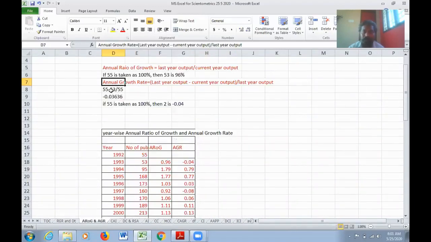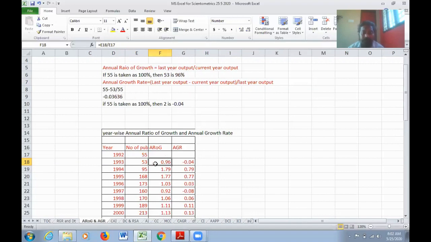Annual ratio of growth and annual growth rate. Here also we are going to see two scientific indicators. One is annual ratio of growth. The formula is last year output divided by current year output. Very simple. For example, let me take 1993 and see how to calculate annual ratio of growth. So see here, E18, what is E18? This is last year's output divided by E17, that is current year output. So last year output divided by current year output. Okay, annual ratio of growth.